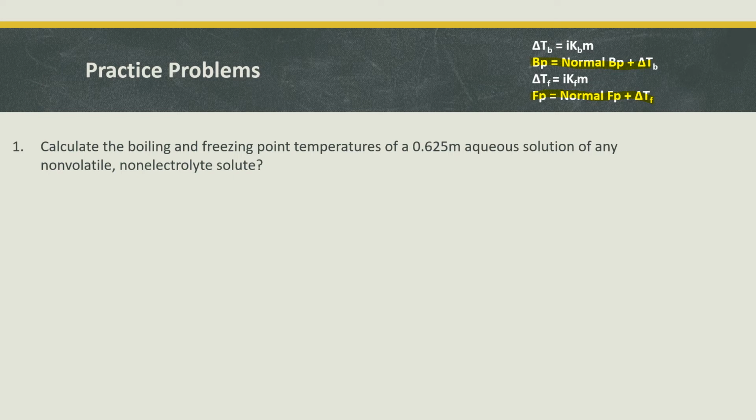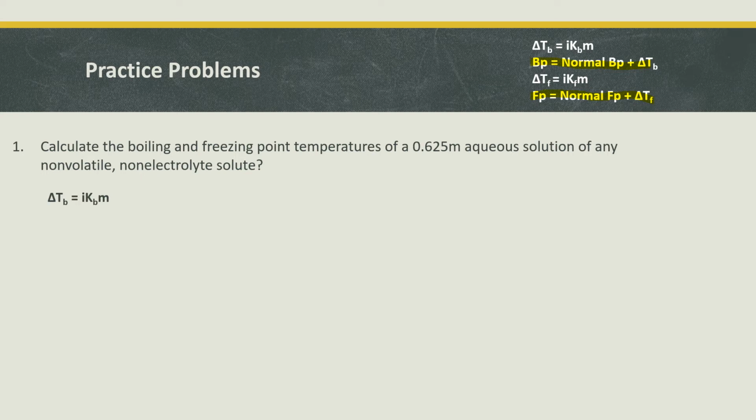Now the problem with that is that I need the delta T sub B and the delta T sub F. So I can't go ahead and solve for those 2 things without solving for the boiling point elevation and the freezing point depression. So it doesn't matter which one you do first. I'm going to do the boiling point elevation first. So I write down my equation.